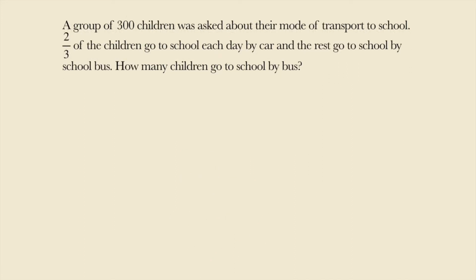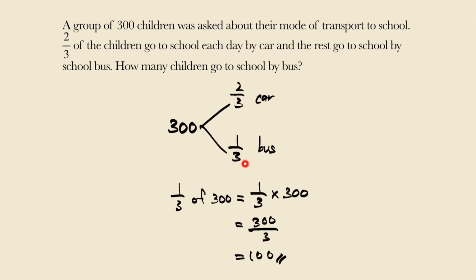A group of 300 children was asked, just one group, about their mode of transport to school. 2/3 go to school every day by car, the rest by school bus. What, nobody walked? Okay, never mind. There are only 2 modes here, by car or by bus. So anyway, because 2/3 went by car, 1/3 must be by bus, yeah? And by bus, that's 1/3 of 300. Here, of as in multiply. So you get 100 actual children.